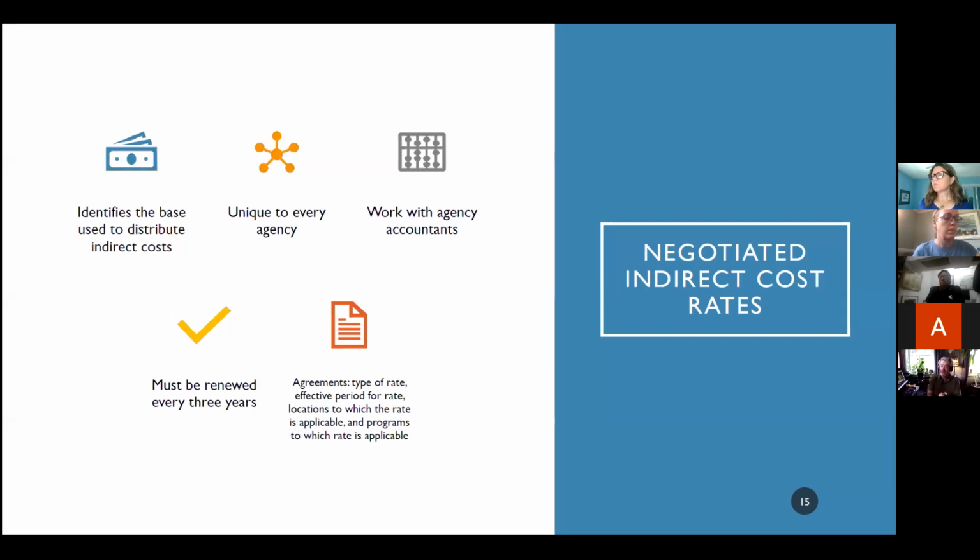proposals. And on top of that, if you get one accepted, it's got to be renewed every 3 years. The agreement is going to specify the type of rate, the effective period, and if you've got more than one location, what locations that rate applies to and the programs to which the rate is applicable. I don't want to go into detail about this. It really is a complex process. If you want to go with a negotiated rate, you really need to work very closely with your accountants to develop that. Next slide, please.